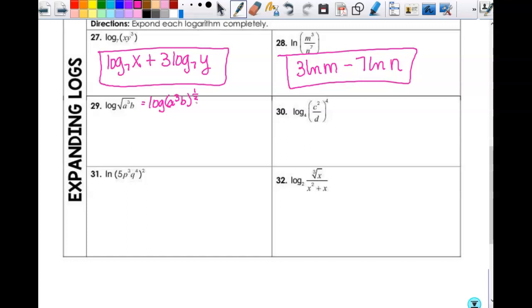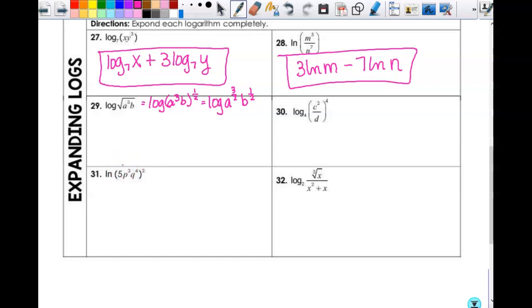I could bring the 1/2 out in front and then take care of it that way. But what's going to happen is I'm going to have a 1/2, then I'm going to have to leave everything in parentheses until the end. And in the end, you end up distributing anyway. It's way easier to go ahead and distribute the exponent now. And so to go ahead and make this log of a to the 3/2 power times b to the 1/2 power. Then expand it. That way you won't have parentheses that you'll have to deal with.